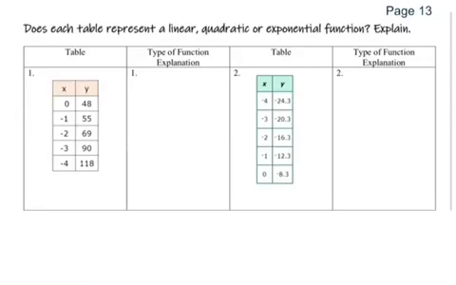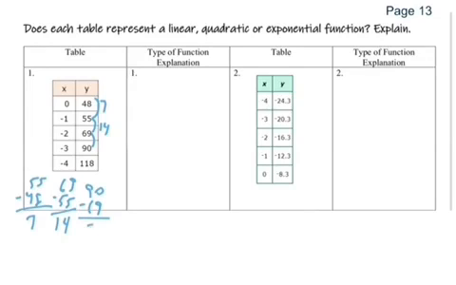Now going on to the next page, they want you to describe what type of function it is and explain it. The first type you always want to check for is linear. So for linear, you're going to be doing 55 minus 48, and you end up with 7. Then I'm going to do 69 minus 55, and I get 14. Then I would do 90 minus 69, and I get 21. And when I subtract the last two, I get 28. Now this is not linear because first differences are not the same number.